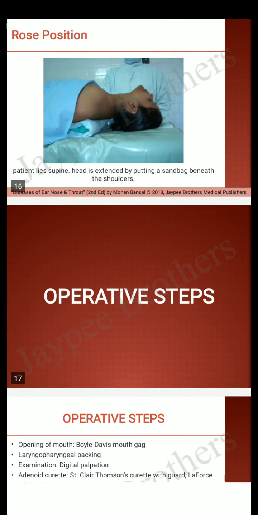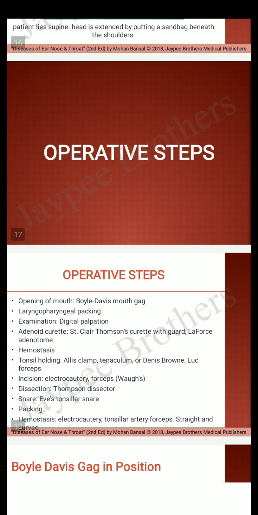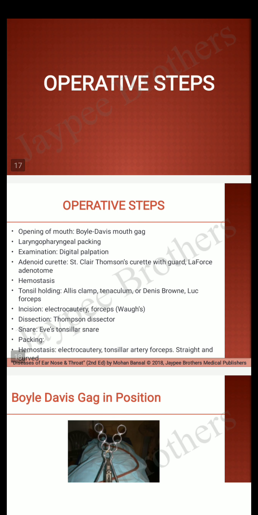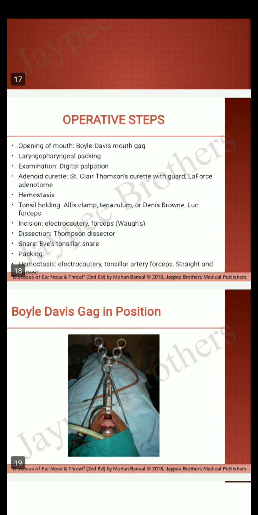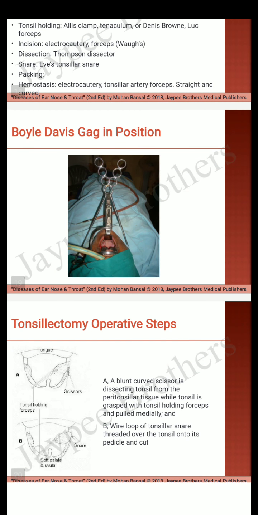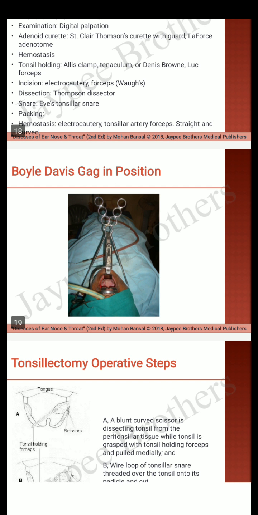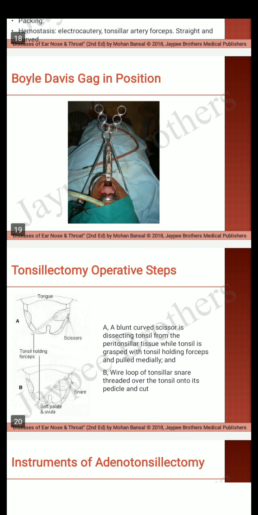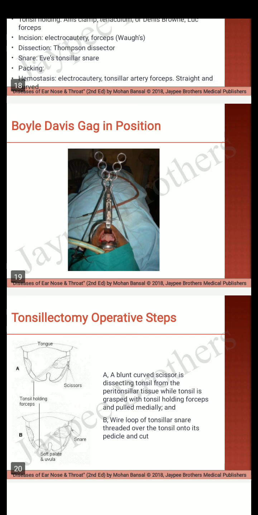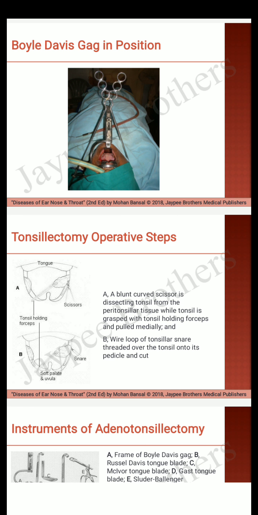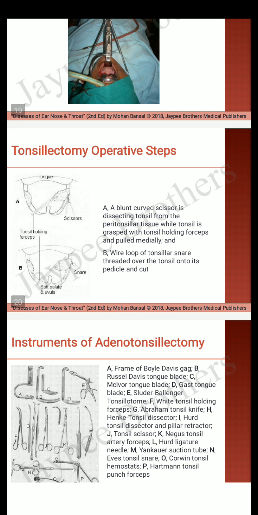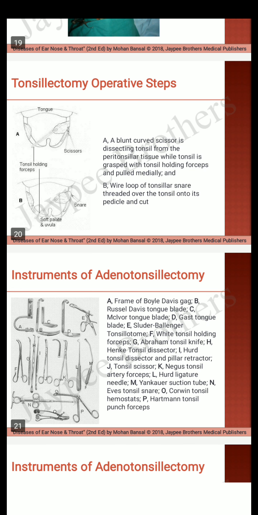Operative steps: opening the mouth with the Boyle-Davis mouth gag, and then packing is done. The incision is taken on the anterior pillar, and later the dissection is started from the upper pole to the lower pole. Later the lower pole is crushed, cut, and removed.